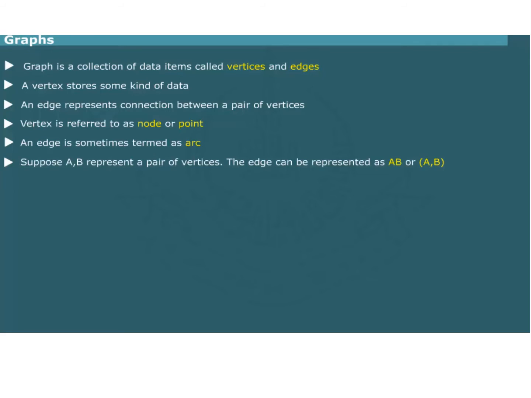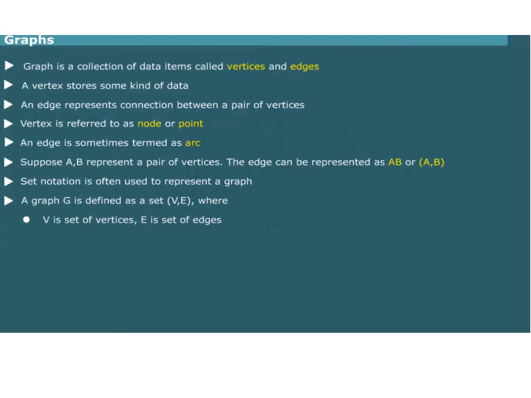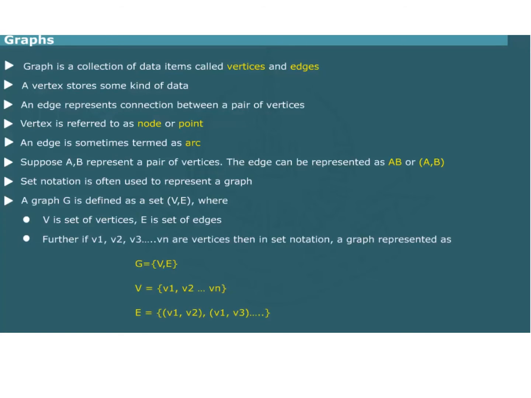Suppose A and B represent a pair of vertices in a graph. The edge connecting A to B can be represented as AB, or more commonly as (A, B) enclosed in a pair of parentheses. In formal theory of graphs, set notation is often used to represent a graph and its associated elements. Thus, a graph G is defined as a set (V, E), where V is a set of vertices and E is a set of edges. If V1, V2, V3 up to Vn are the vertices, then using set notations we can write.